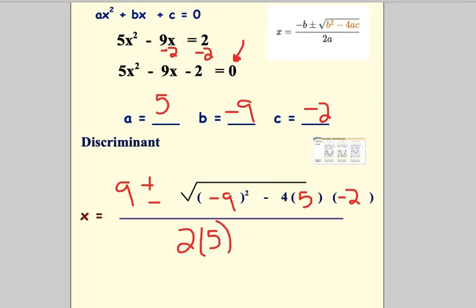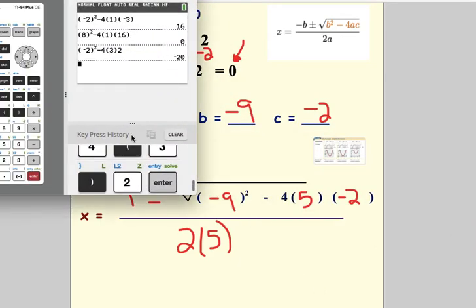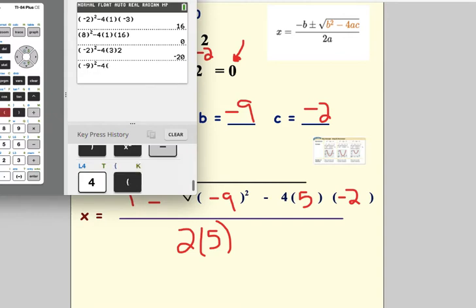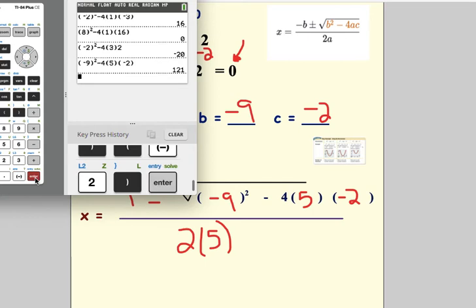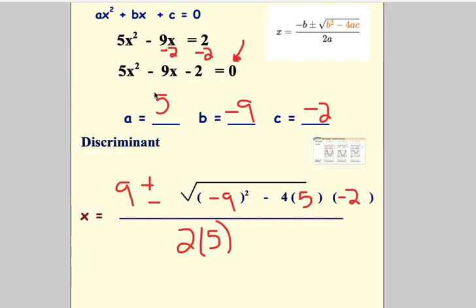Okay, so again, I'm going to have to grab my calculator. And this time, let's type in negative 9. I'm going to square it. I'm going to go minus 4 times 5 times, I'm going to use the negative button, 2. Let's see what I get. I get 121. Okay, nice thing about this is 121 is a perfect square. It's larger than 0, so that means I'm going to get 2 answers.